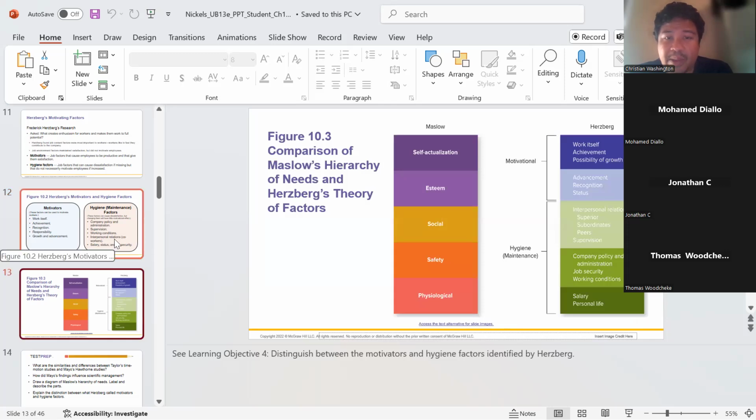So here is a comparison of the hierarchy of needs and Herzberg's theory of factors, right? So they're sort of doing a comparison between motivation and hygiene and relating them against each other, right? Maslow puts self-actualization and esteem at the top of the hierarchy of needs, which is the most important as far as what Herzberg found in the workplace.